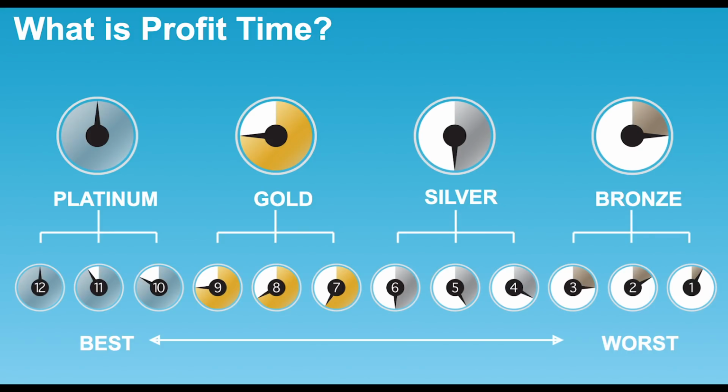We're going to start just by talking about what is profit time. Profit time is going to be a score we're going to assign to every car, and it's going to be a score between 1 and 12, 1 being the worst, 12 being the best. And you can see we represent it as a clock here to show how much profit time we have.